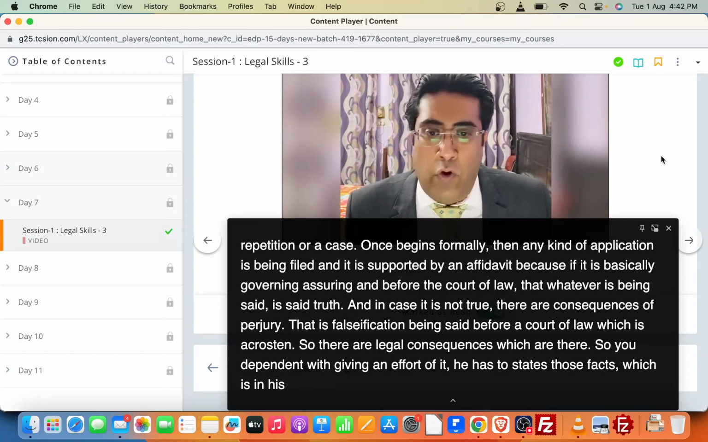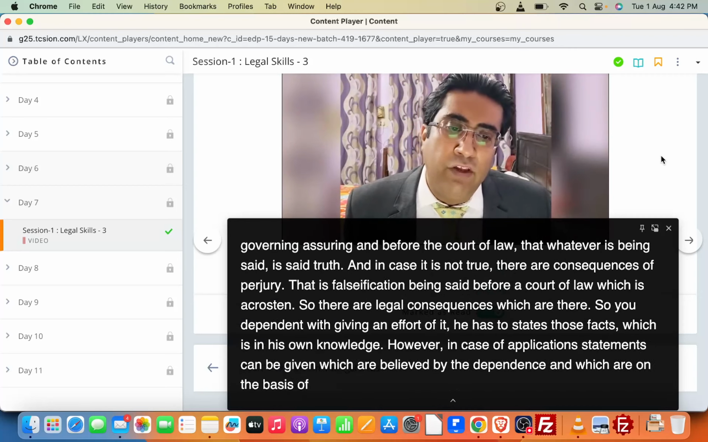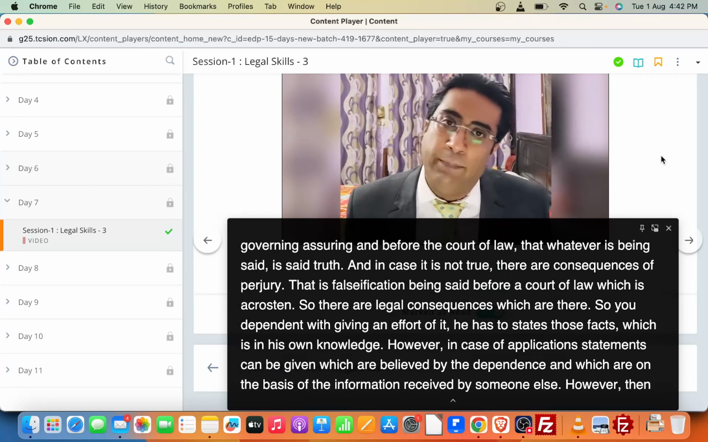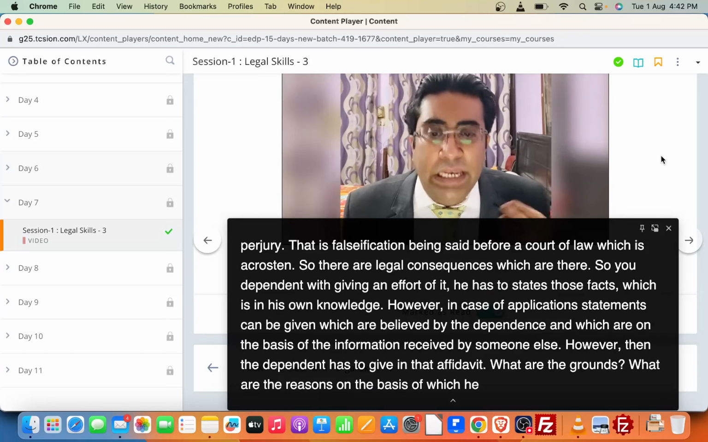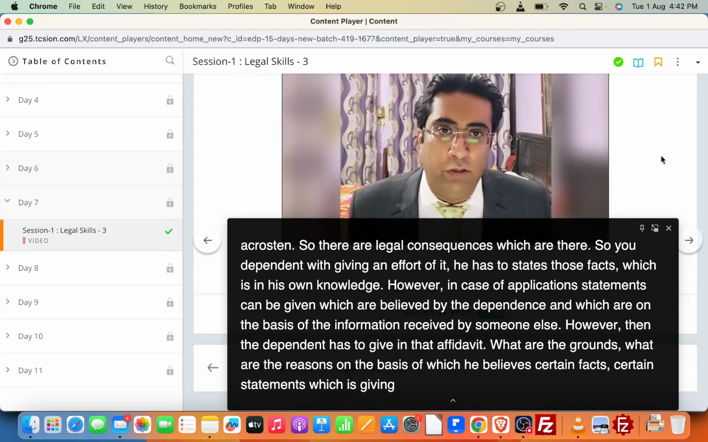However, in case of applications, statements can be given which are believed by the deponents and which are on the basis of information received from someone else. However, then the deponent has to give in that affidavit what the grounds are, what the reasons are on the basis of which he believes certain facts, certain statements which he is giving on the affidavit.